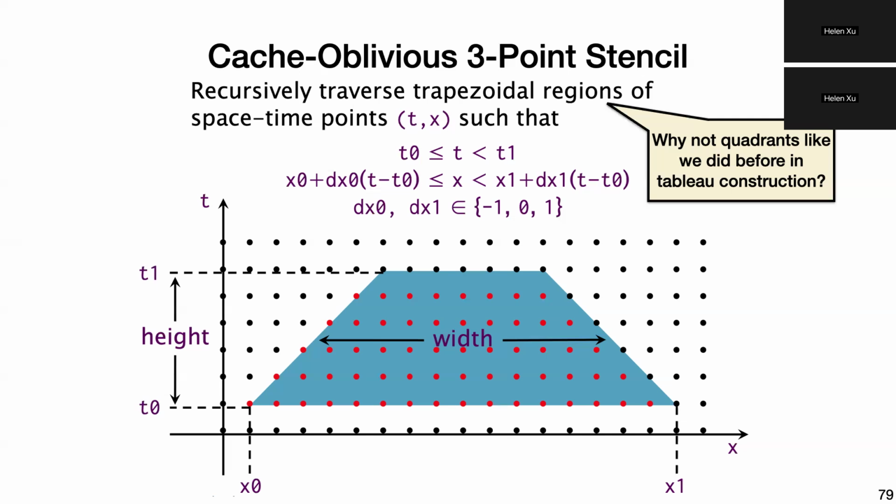Yeah, exactly. Because here, these are diagonal, and notice that all the dependent points are contained in this trapezoid. This point depends on these three, this point depends on these three, but because the slope is diagonal, they're all contained in this spatial location.